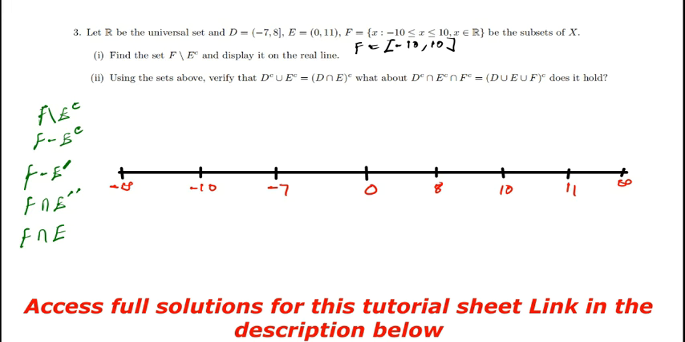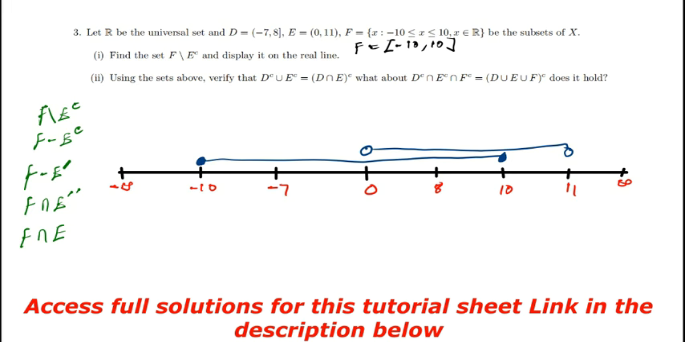So F intersection E, let's first have F. F starts from negative 10 included, so it will be closed, all the way to positive 10. This positive 10 will also be included. So this is going to be set F. Then what of E? E is from 0 to 11, both not included. So open at 0 and also open at 11, like that. So that is set E.